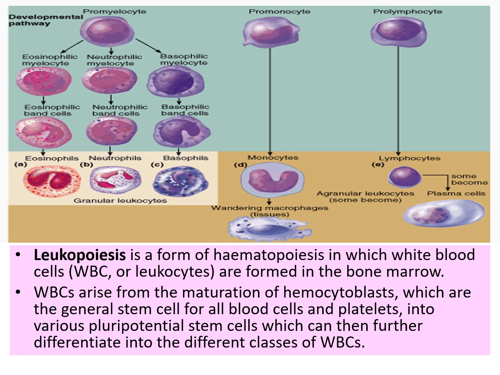So WBCs are basically of 5 types, that is granulocytes and agranulocytes. Granulocytes are of 3 types: eosinophils, neutrophils and basophils, whereas agranulocytes are of 2 types, that is monocytes and lymphocytes. The monocytes develop from promonocytes, and the lymphocytes develop from prolymphocytes in a separate line.